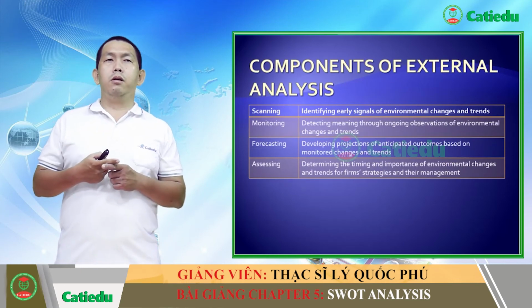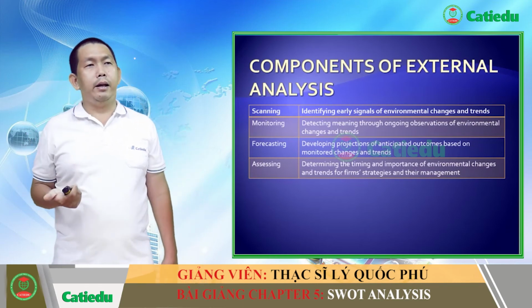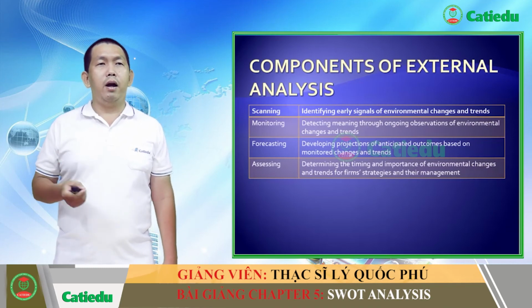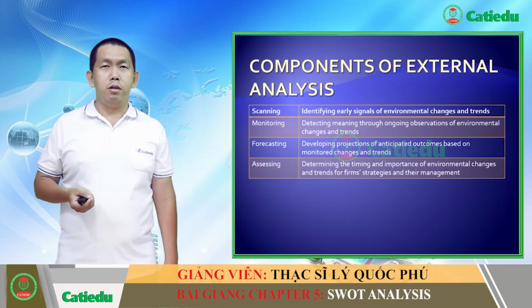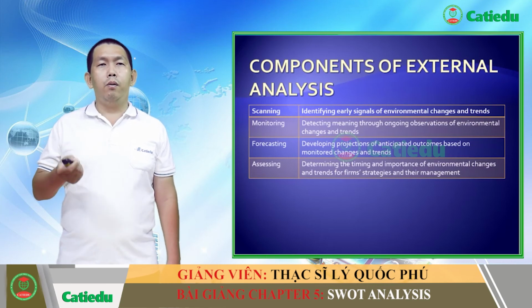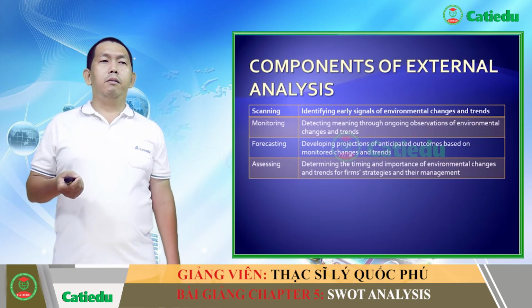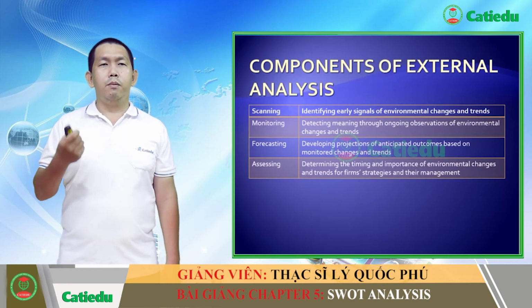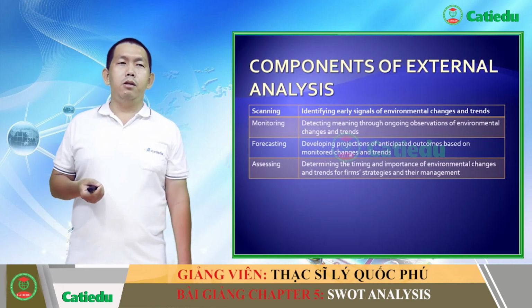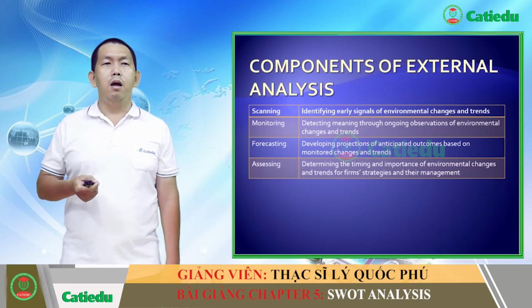Now we look at the components of the external analysis. External analysis includes scanning, monitoring, forecasting, and assessing. Scanning means identifying early signals of environmental changes and trends. Monitoring means detecting meaning through ongoing observation of environmental changes and trends. Forecasting means developing projections of anticipated outcomes based on monitored changes and trends. Assessing means determining the timing and importance of environmental changes and trends for firms' strategies and their management.